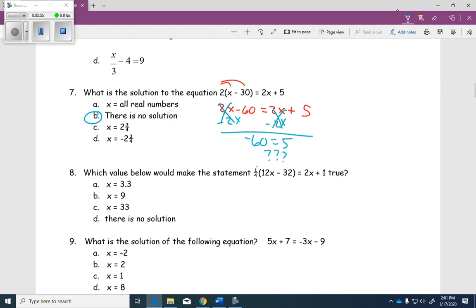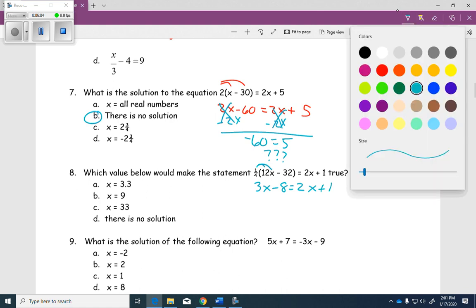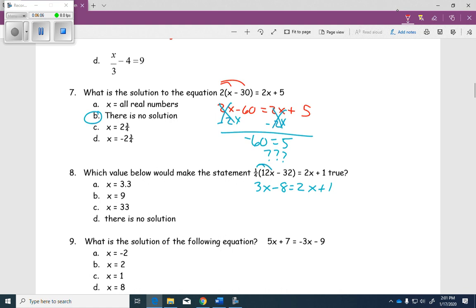Number 8, if we distribute, we get 3x minus 8 equals 2x plus 1. This does have a solution. I don't know what it is until I continue, but if the coefficient of the variable is different on each side, you're guaranteed to have a solution. I'm going to subtract 2x from each side to get x minus 8 equals 1, and then add 8 to each side, so x equals 9. Choice B.